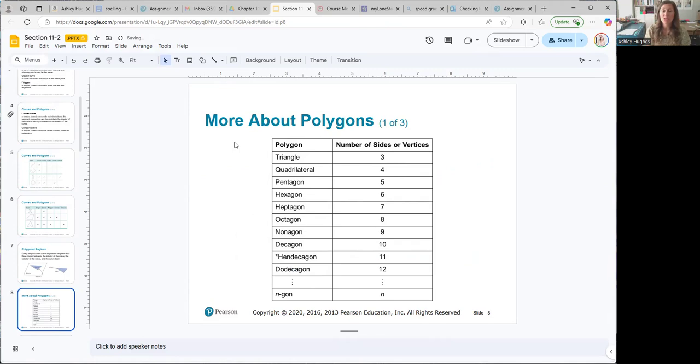These are names of polygons. You might be familiar with them. Notice they all end in -gon, okay? And the beginning, the prefix, originates from Latin. So tri means 3, quad means 4, pent means 5, hex is 6, hept is 7, oct like octopus is 8, non is like 9, dec is like decimal system, or December, it's the 10th one, a decimeter. Then hendecagon, this one is interesting, that's 11, and dodecagon is 12.